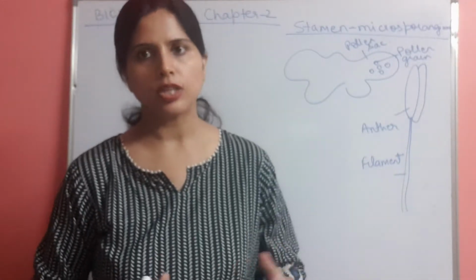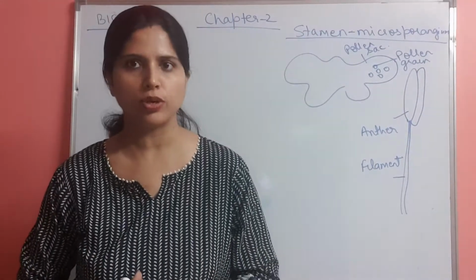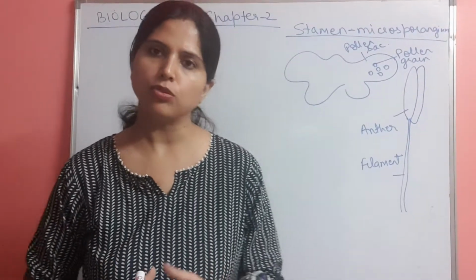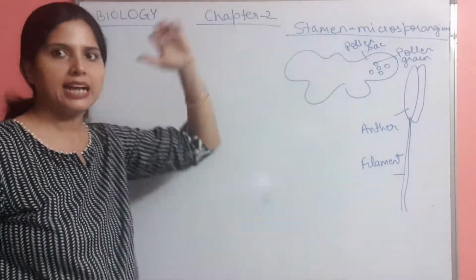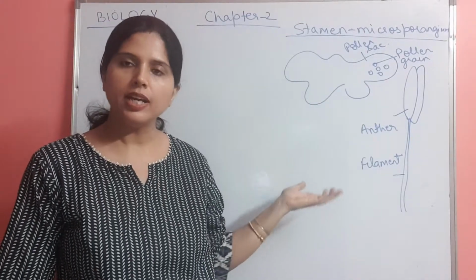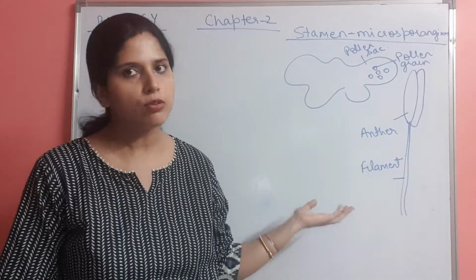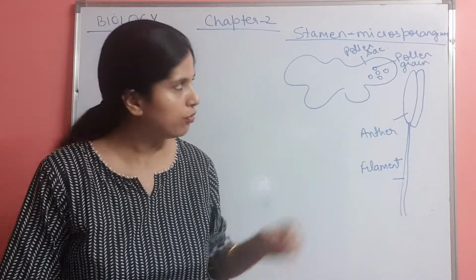After the structure of flower, now we start with the stamen. Stamen, the microsporangia, on which part we have to focus more. Over here, stamen consists of filament and anther, okay? And over here it is microsporangia. Microsporangia means where the male gamete of the plant will be formed.